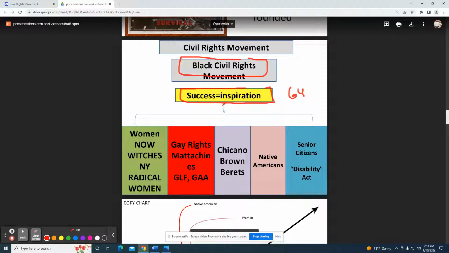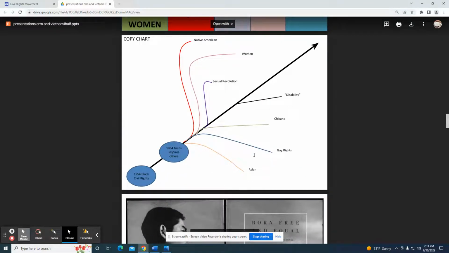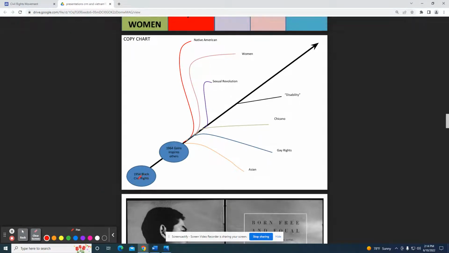And then that success leads to a situation where women, gay Americans, Chicanos, Native Americans, and other groups start to come forward and demand change to try to deal with their feeling of inequality. This graphic outlines the same kind of idea: the Black Civil Rights Movement starts to inspire others, and then you just see the other groups going forward, trying to address some of their issues.